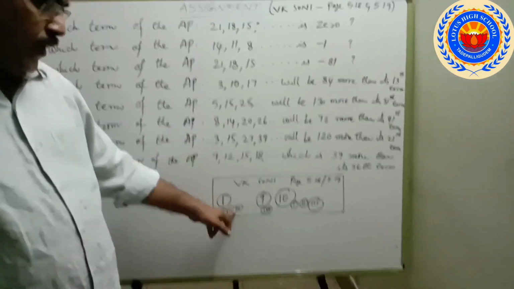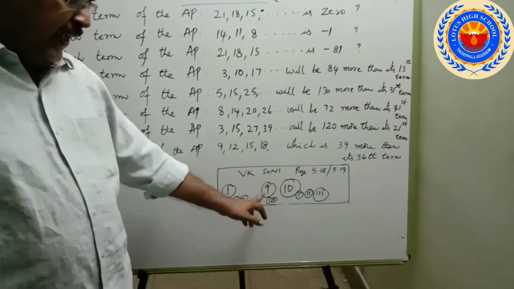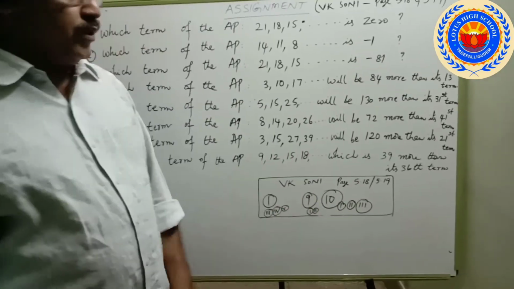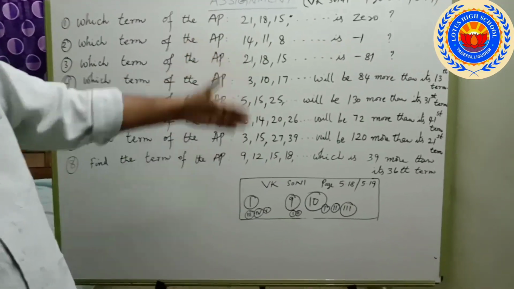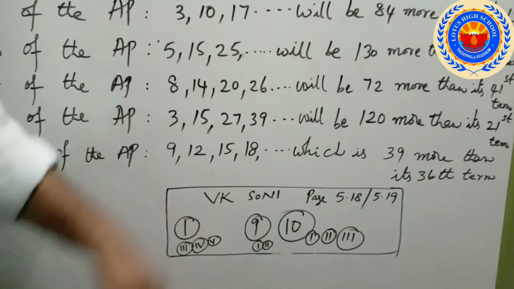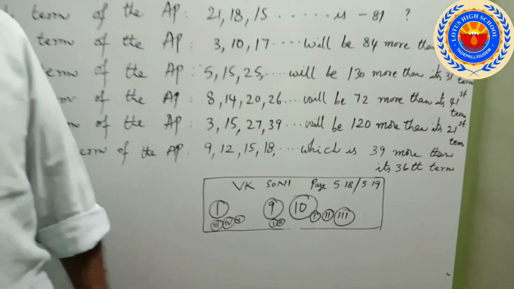First question 3, 4, 5. Ninth question 1, 2. 10th question 1, 2, 3. Total 8 sums. All of you solve those sums and send them to your class teacher. Okay. Thank you very much.